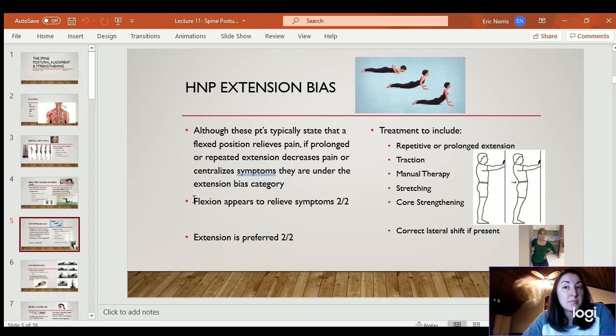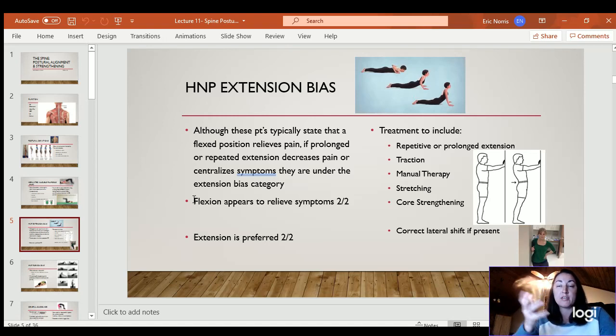You could even prop them up on pillows or something if maybe they have shoulder problems. Traction, again, to open up the space. Manual therapy, stretching, all the same things that we did just for basic herniated disc, we will do in the extension bias, but all the exercises will go towards extension.